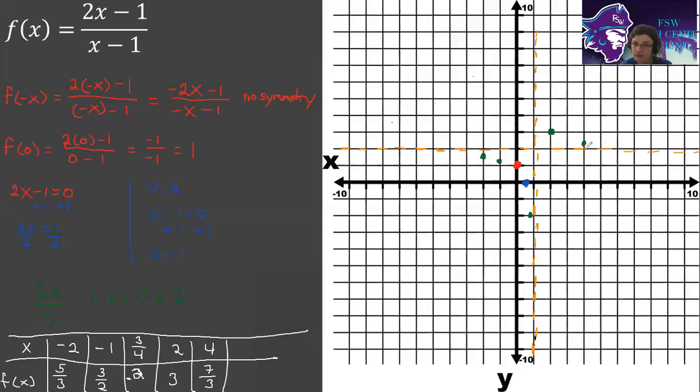Our final step at this point is to connect everything together. So using our points and the fact that we can't cross our asymptotes, our function will be shaped as follows. Additionally, there's points up here, and so it'll be graphed like this. And with that, we have the graph of our rational function.